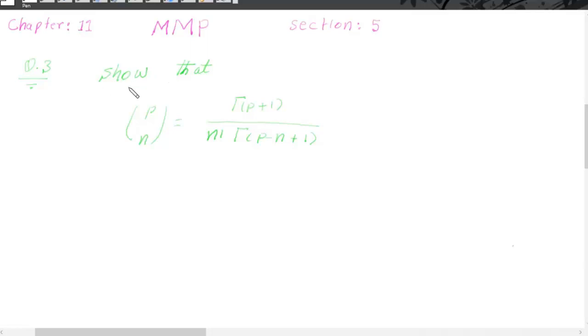Okay, and we show that the binomial coefficient is equal to gamma of p plus 1 divided by n factorial and gamma of p minus n plus 1. Okay, and we show that. Okay, then the solutions, where n is a non-negative integer: 0, 1, 2, 3, and so on. Okay, then we take the right hand sides.